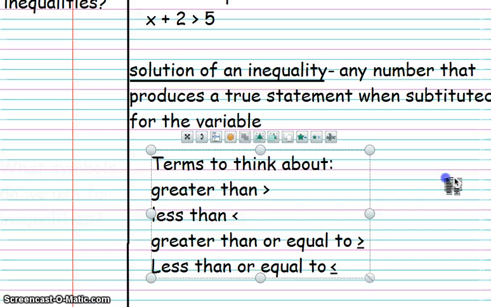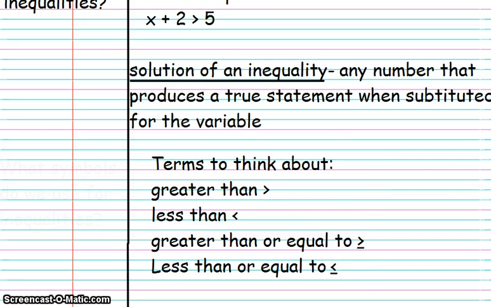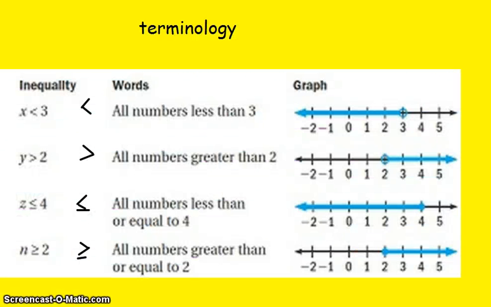And this should be a review, but the things we want to think about today are the terms greater than, which is an arrow pointing this way, less than, greater than or equal to. Now that means we have the little line underneath it, which is half of an equal sign, or less than and equal to. Now if we were to apply that to a graph, let's take a look at the first one. We'll go right down the list quickly.